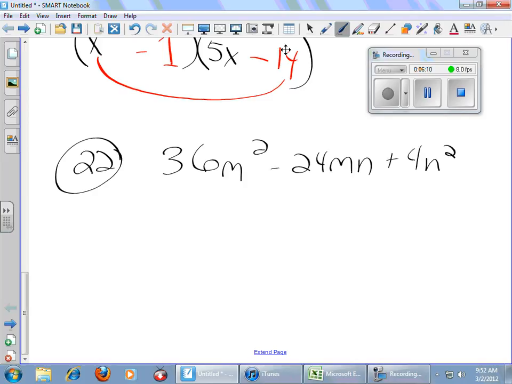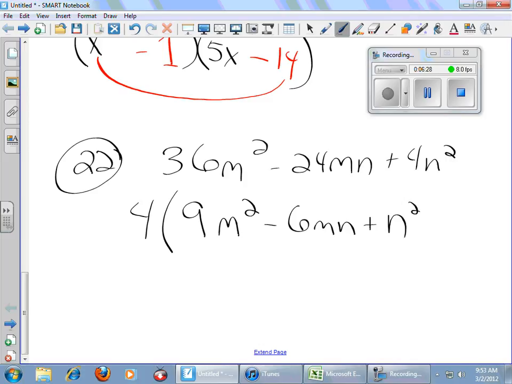Okay, first type of factoring I always do, GCF. I think the GCF is 4. I pull the 4 out. I can't lose him. Did you hear that, Joel? Don't lose that GCF. He's out in front of the quantity. So then I have a 9m squared minus a 6mn and a plus n squared.